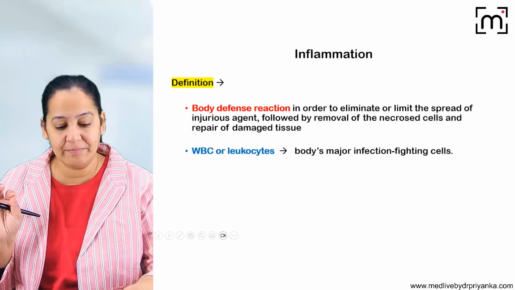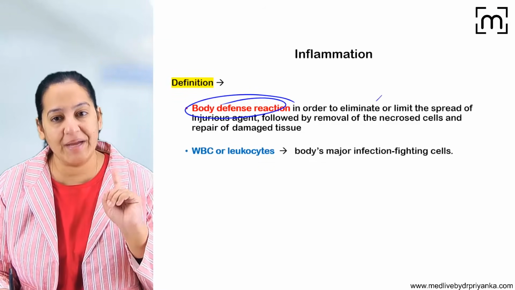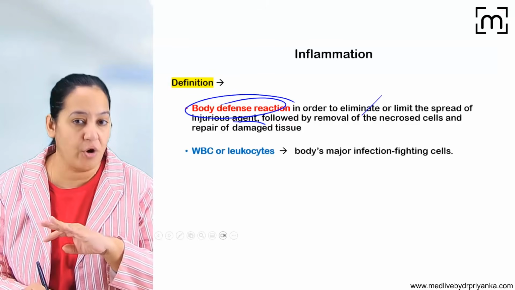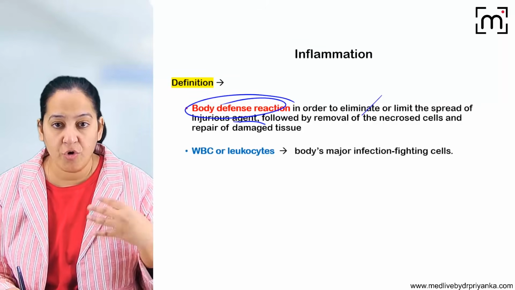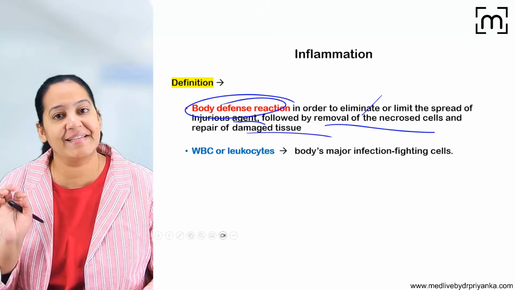So define inflammation. Inflammation is the body's defense mechanism in order to eliminate the injurious agent. Injurious agent is the terrorist. In order to eliminate the injurious agent, followed by removal of the dead cell, necrotic cell, and repair of the damaged tissue. This is inflammation.